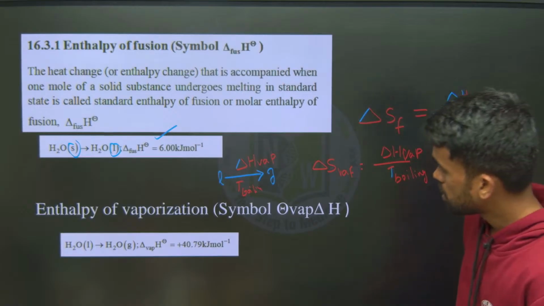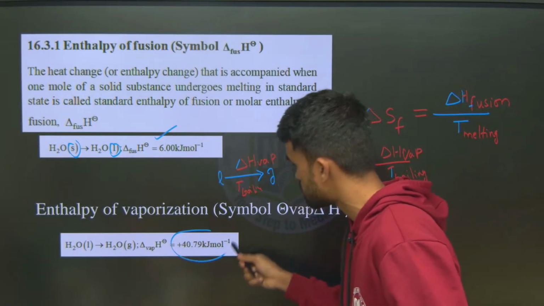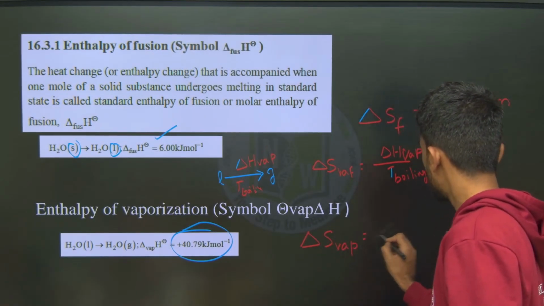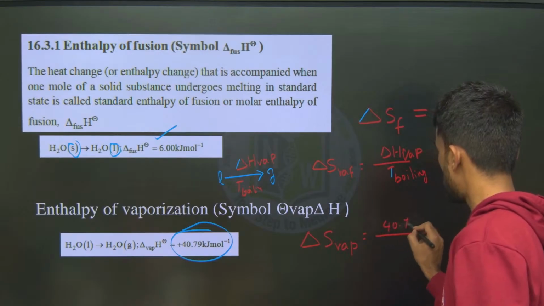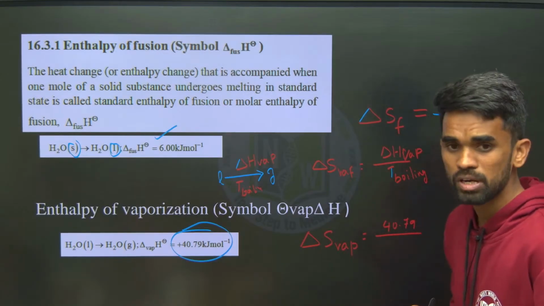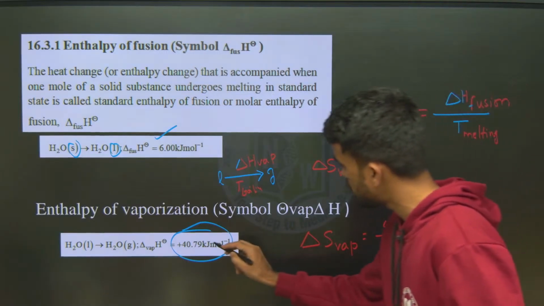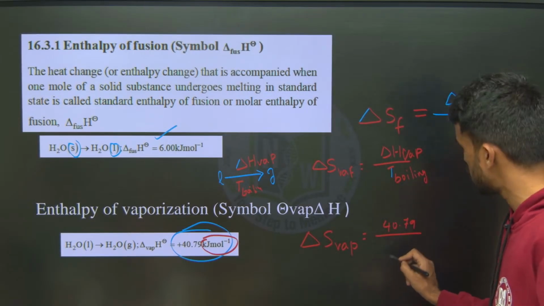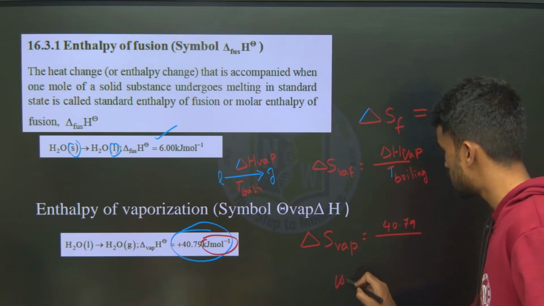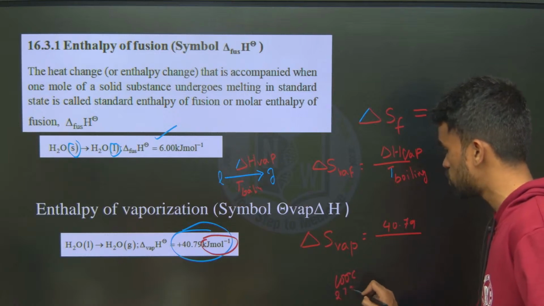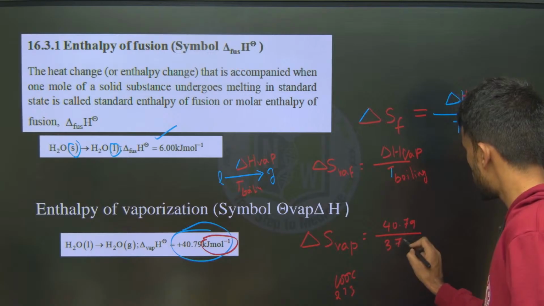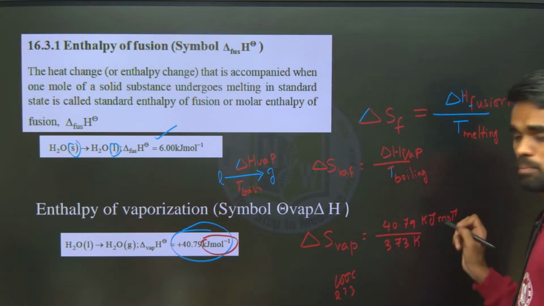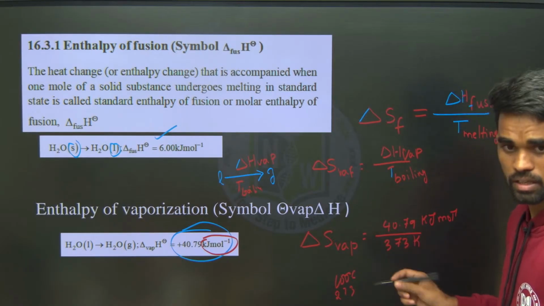For example, the enthalpy of vaporization of water is mentioned as this much. So what I can take here is delta S vaporization equals 40.79 divided by T boiling. What is the boiling point of water? 100 degrees. Now what is the unit here? Kilojoule per mole. Always take the temperature in Kelvin. So 100 degrees is the boiling point of water, add 273 to this, so just take 373 Kelvin. Your answer should be in kilojoule per mole per Kelvin. Is that clear or not?